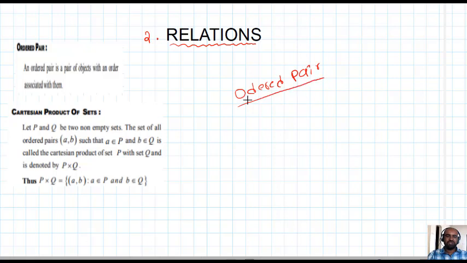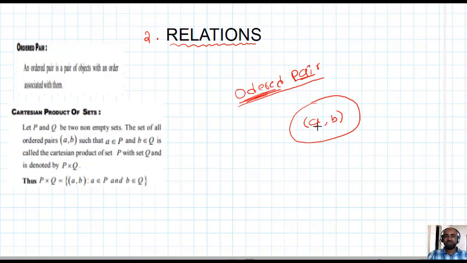So the definition: ordered pair. Two real numbers separated by a comma and enclosed by small brackets is called one ordered pair. In this ordered pair, order is important. Here A is the first component of that ordered pair and B is called the second component. Sometimes A is called the x coordinate and B the y coordinate. Sometimes A is called abscissa and B is called ordinate.